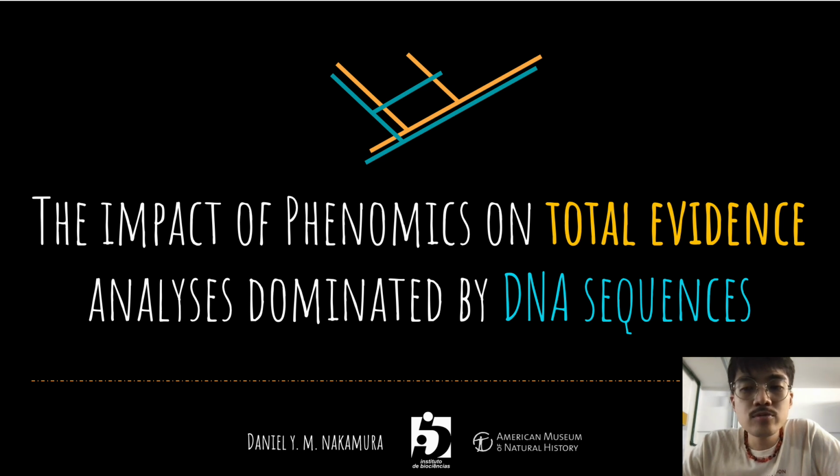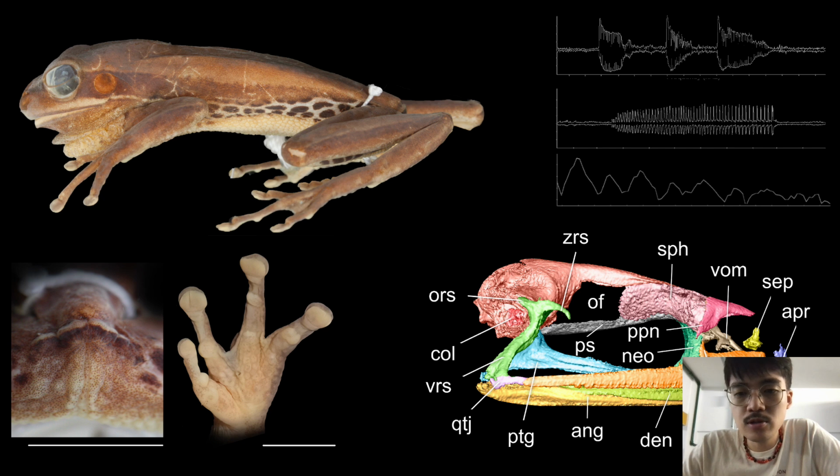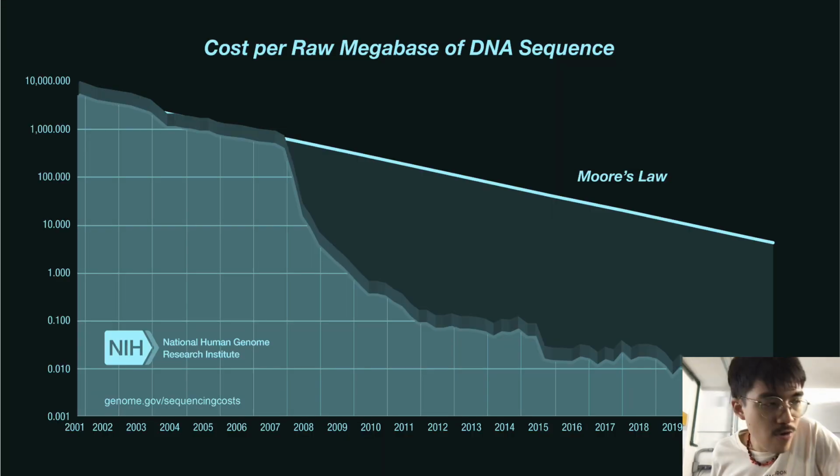Today, I would like to talk about the impact of phenomic evidence on total evidence analysis dominated by DNA sequences. Phenomic characters, such as those related with external morphology, osteology, and bioacoustics, used to be the primary source of evidence in phylogenetic analysis in the first decades of cladistics. However, with the advent of PCR and Sanger sequencing, we now have the dominance of molecular sequences as the primary source of evidence for extant taxa.